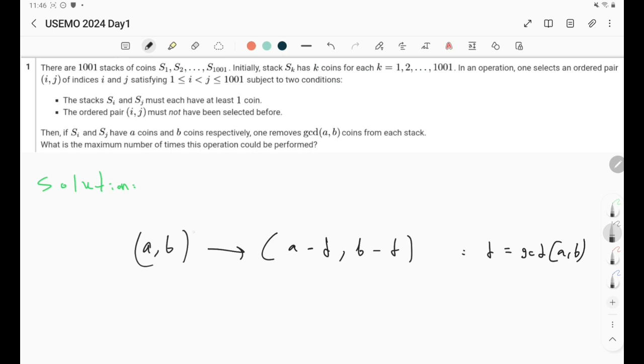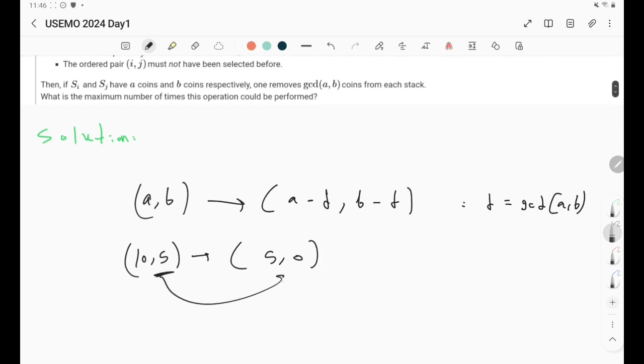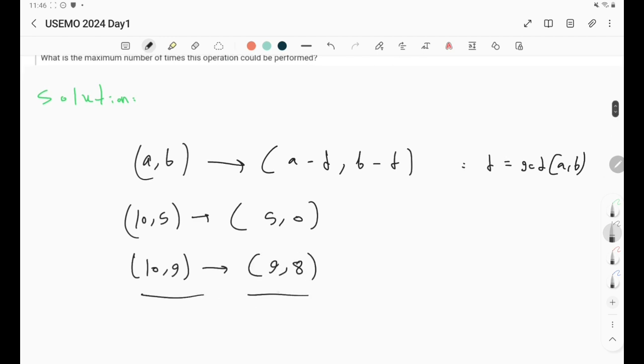And our goal is to maximize the number of times we can do this, because each time we're decreasing both of the numbers. But for example, if you apply this on 10 and 5, then this will become 5 and this will become 0. So quickly, 5 became 0, and 10 has dropped by half. However, if you do it with 10 and 9, then this is just going to be 9 and 8, which is kind of close to the original.